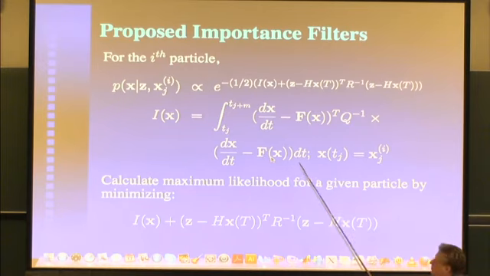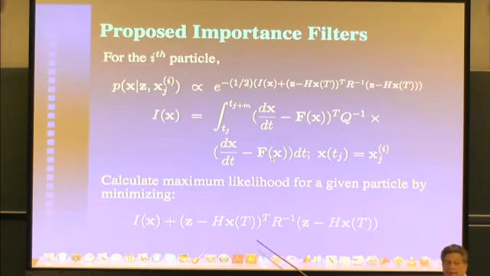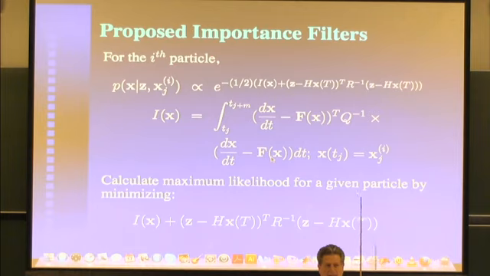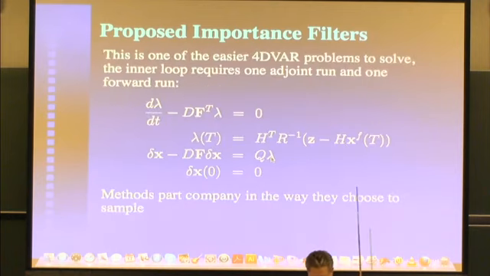But in this case, it's a maximum likelihood. You can look at this thing as a likelihood function. You calculate the maximum likelihood for a given particle by minimizing this thing, and that gives you, hopefully, that place in state space where you'd like to be, the best you can do for this particle given observations. And even though the weather centers spend about 4 times as much time doing 4D VAR as they do doing their forecasts, this particular presentation is one of the easier 4D VAR calculations.